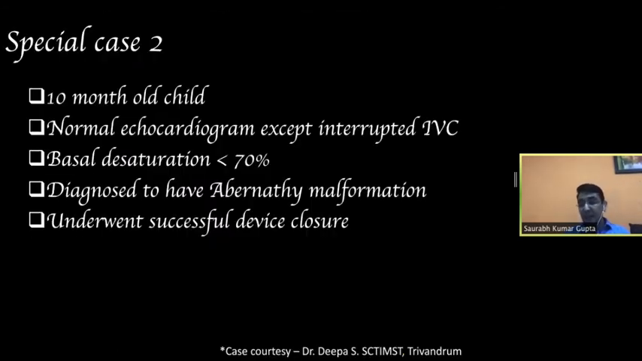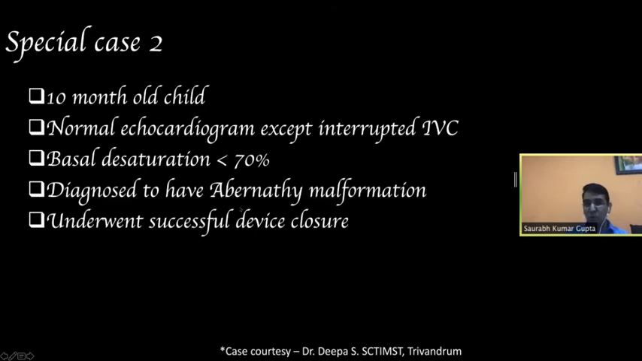Now, this is another case, again coming from Dr. Deepa from Sri Chitra. This case is a 10-month-old child, normal echocardiogram, basal desaturation, so much desaturation, 70%. The only abnormality picked on echo was interrupted IVC. And for those who are not pediatric cardiologists, who generally do adult echocardiography, interrupted IVC is just an abnormality of connection. The physiology and the flow of the blood remain normal, so it doesn't cause cyanosis. But this patient actually had basal desaturation, so much desaturation.